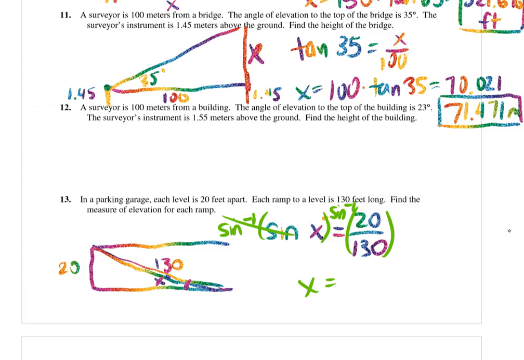That gives us 8.850 if we round to 3 decimal places. So the angle there should be almost 9 degrees, which kind of makes sense. It's not like you want a super steep ramp when you're trying to drive. Okay, that's all the applications that I wanted to talk about. So numbers 14 through 17 are what you're going to do for homework.